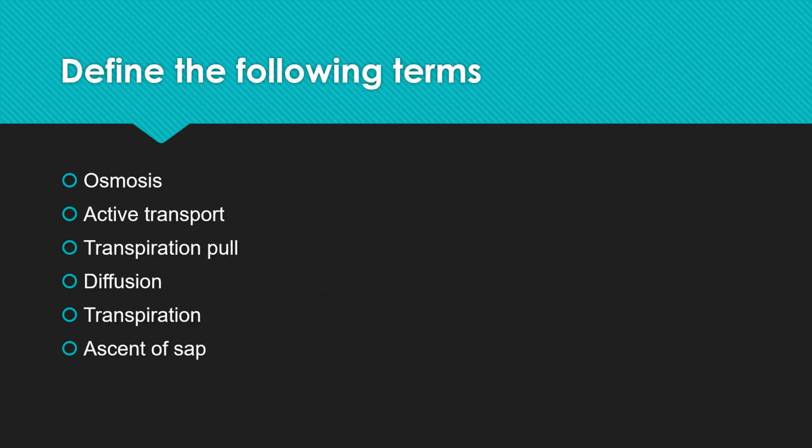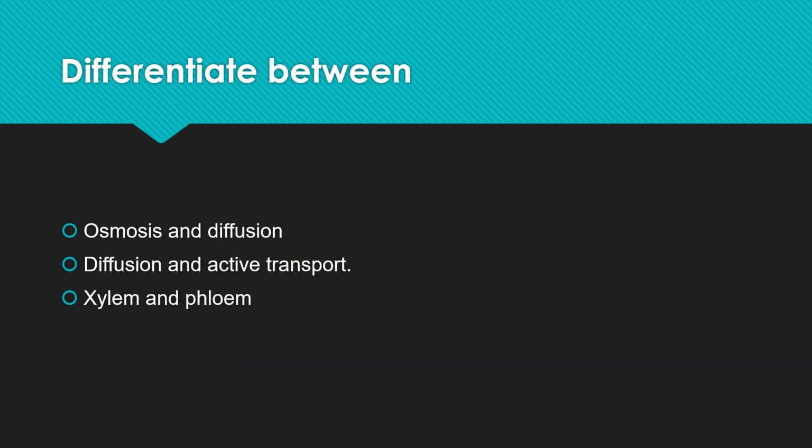Now here is the second set of questions: define the following terms. Osmosis, active transport, transpirational pull, diffusion, transpiration and ascent of sap. These are all important definitions which you need to learn and write in gist. We have discussed each and everything when we taught you this lesson. So please go through that and try to write these answers. The next one is differentiate between. Important ones are osmosis and diffusion. We can write diffusion and active transport, and xylem and phloem. These are the main differences you need to write.